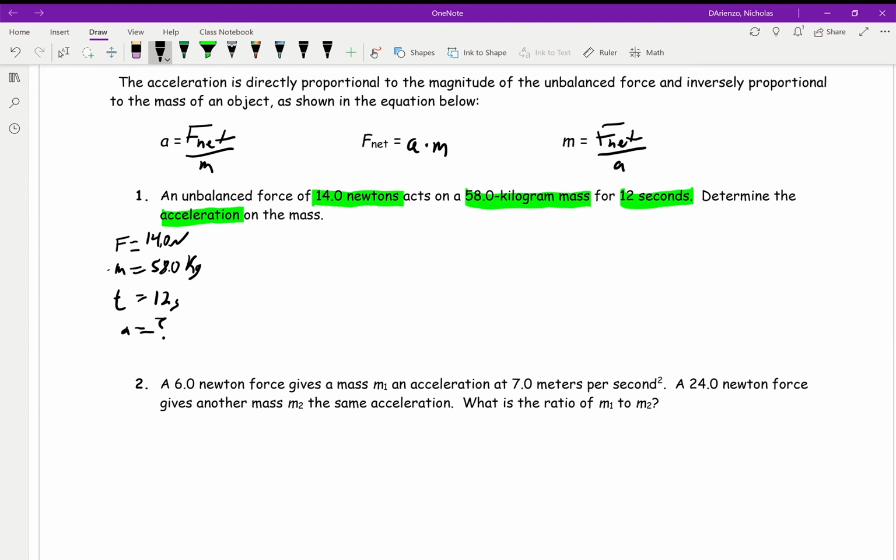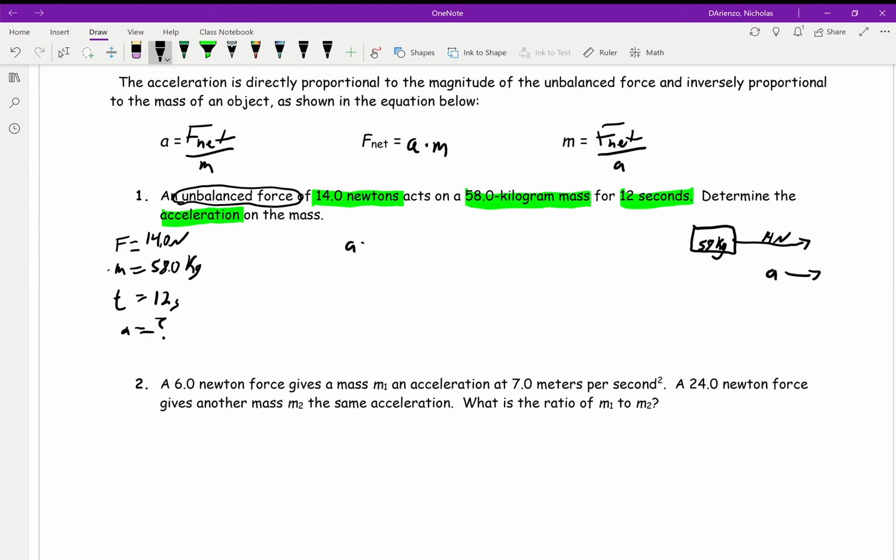Now to give you an idea what's happening here, and again, you should always be drawing a sketch. This is a 58 kilogram mass that has a force applied to it of 14 newtons in some direction. Now Newton's second law will tell us that this object will accelerate in the direction of the unbalanced force. So we see from the question that an unbalanced force of 14 newtons is being applied to the right. So our object should accelerate in the direction of that force, or to the right.